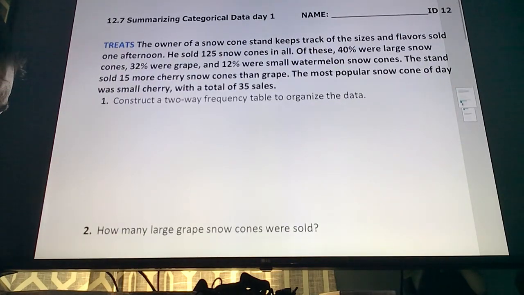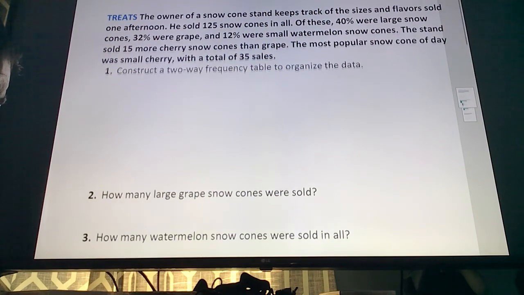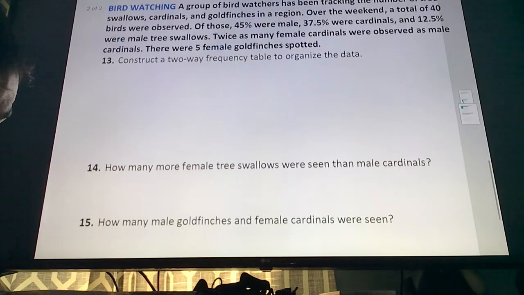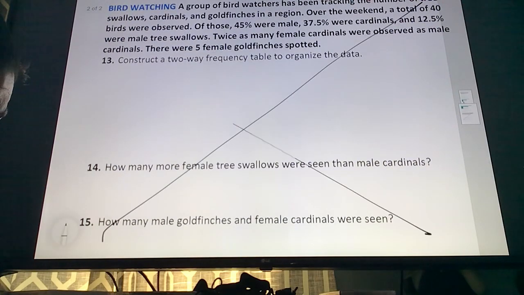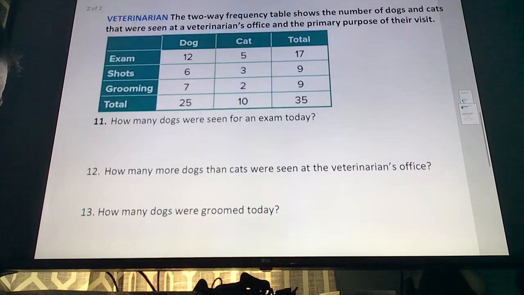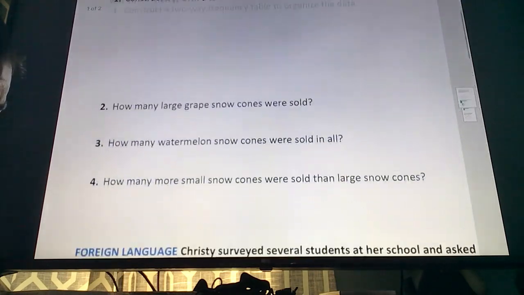The only crappy part is, if you're working, we're going to skip this one, because I know a lot of you guys probably don't have a calculator, but this one we're actually going to do together.